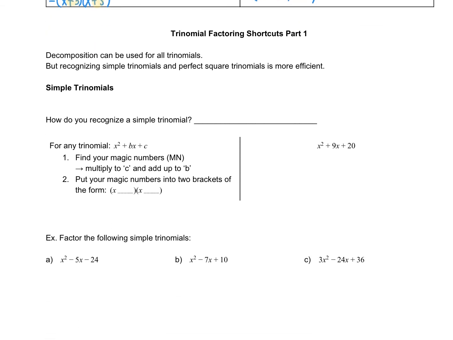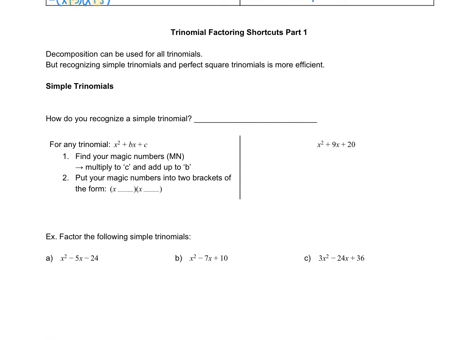So, how do you recognize a simple trinomial? The coefficient of x squared is 1. If you look at these examples that we have here, x squared, x squared, x squared, the last one is not a simple trinomial. However, sometimes there is something you can do to make it simple, and we'll get to that at the end.